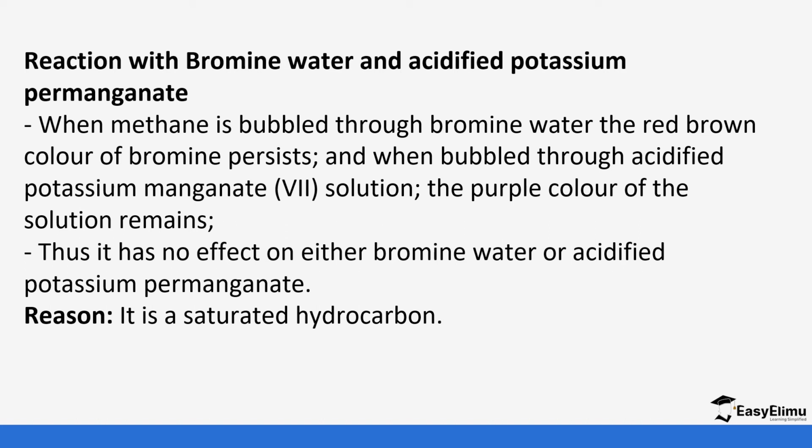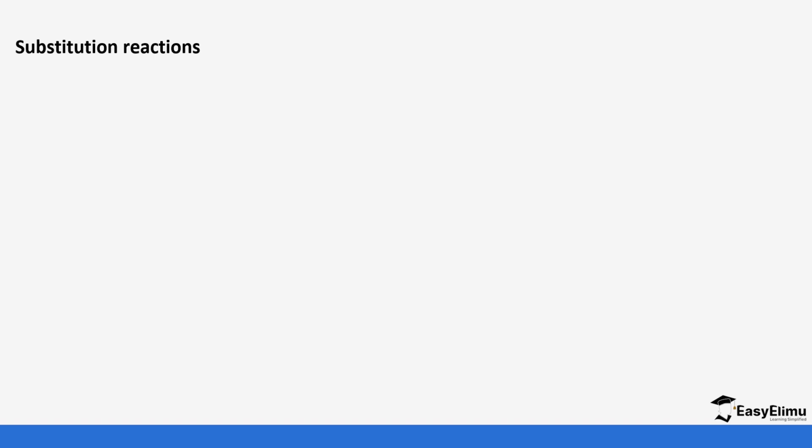So this tells us that when it comes to unsaturated hydrocarbons, it's going to change. The purple potassium permanganate and bromine water, their colors are going to change. So this is actually one of the chemical processes that helps us to distinguish between saturated hydrocarbons and unsaturated hydrocarbons. So another process is a substitution reaction.